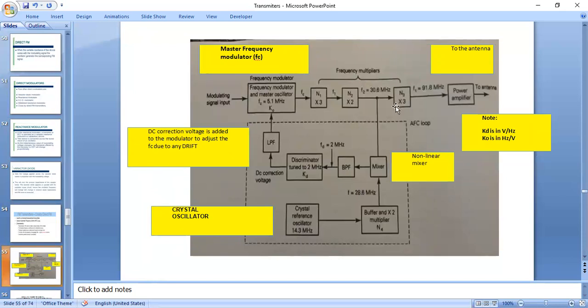So in general, what are the main blocks included in an FM transmitter? In the transmitter, we have a modulator, then the power amplifier, and then the transmitting antenna, right? This is the frequency modulator, and the modulating signal is its input. In this frequency modulator, we have an internal oscillator that generates a carrier signal having a frequency of 5.1 megahertz. So finally, you get the modulated signal at its output.